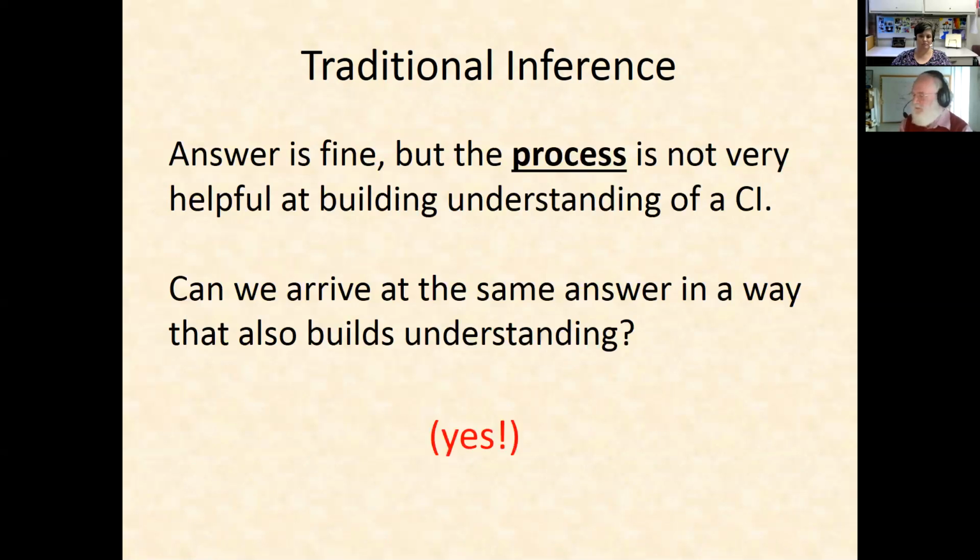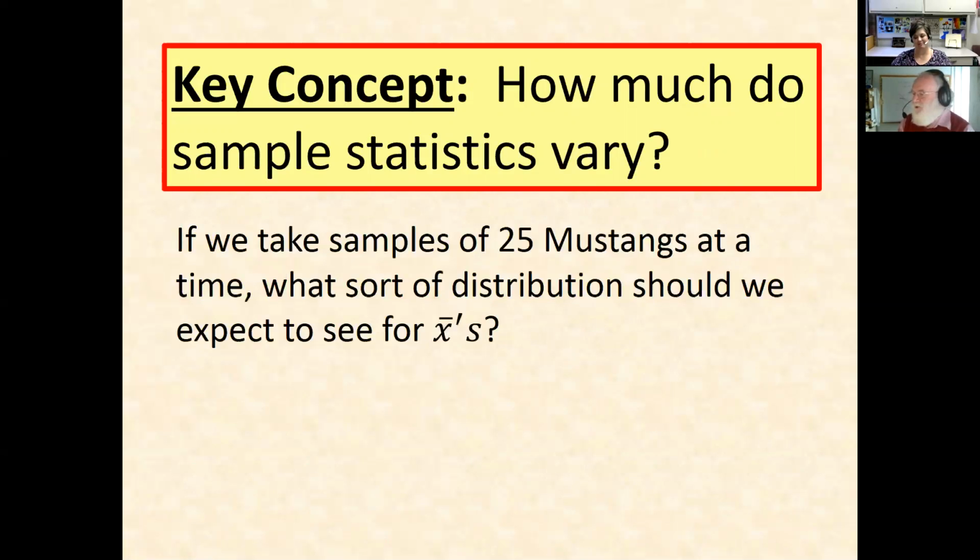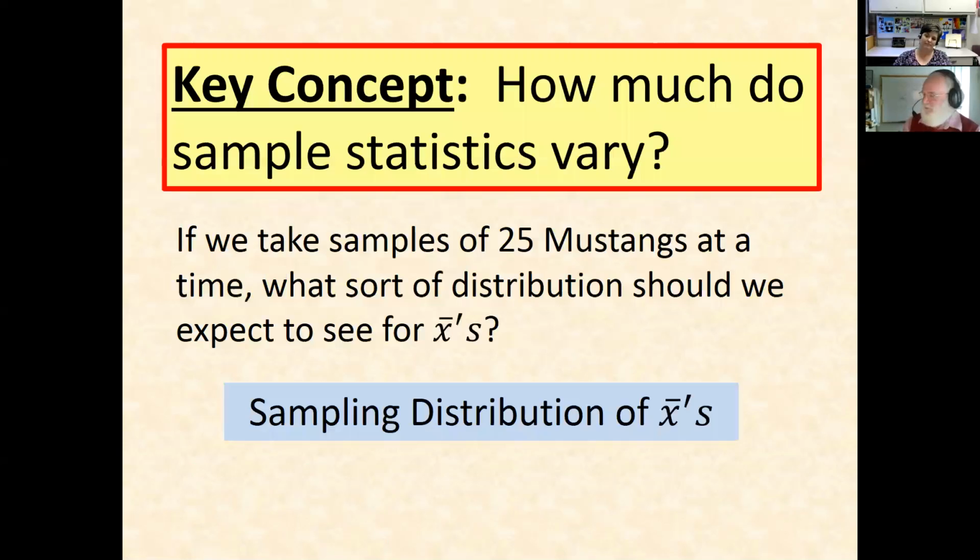And I hope the answer here is yes, but we'll see if you agree with that as we go along and see how we do this. So the key concept is how much do sample statistics vary from sample to sample? In a specific example, if we take a sample of 25 Mustangs, what's the distribution we should expect to see for the sample X bars? If we took lots of samples of 25 Mustangs at a time and looked at all the X bars, what sort of distribution should we see? That, of course, we know is a sampling distribution.